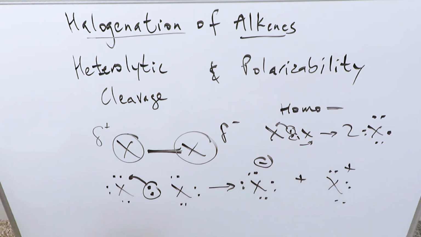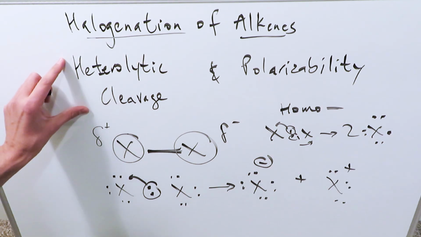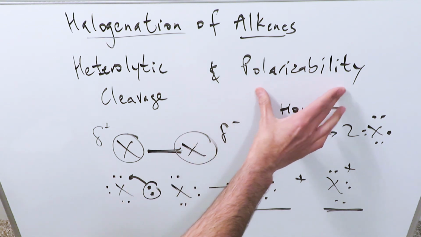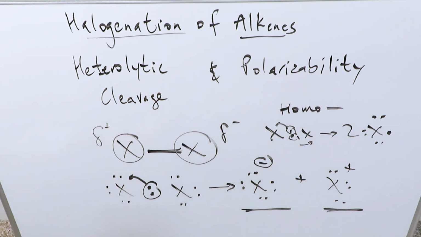That's homolytic cleavage. We're not seeing that in this reaction here. We're seeing heterolytic cleavage. We're seeing these two species result, and hence they allow for this anti-addition reaction to occur. What we need to do is understand the polarizability and the heterolytic cleavage in play with regards to the mechanism involved, and that'll be it for this particular video.